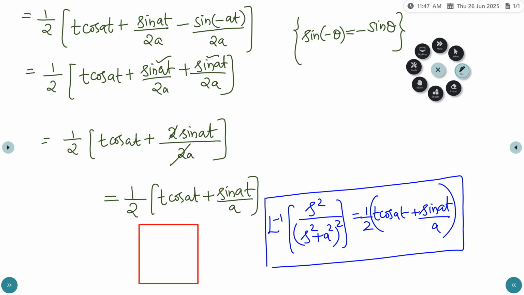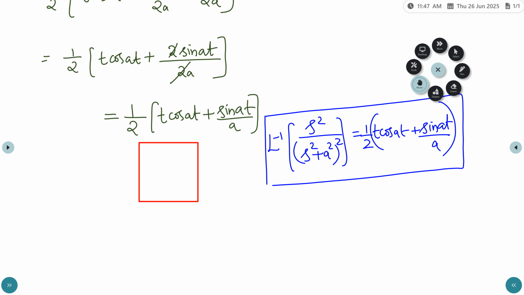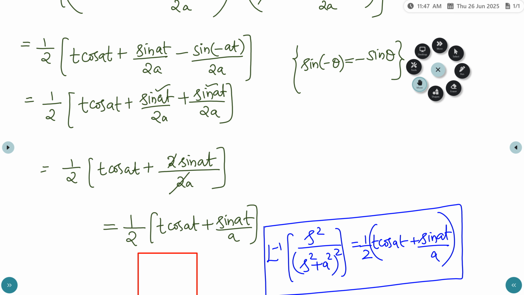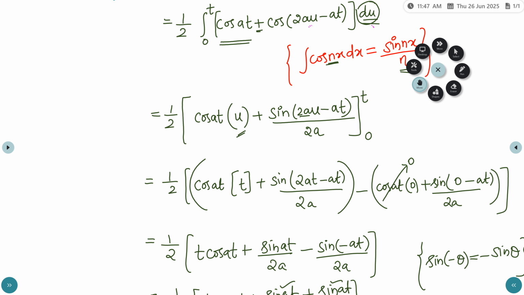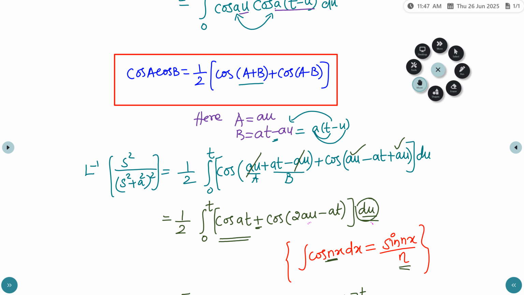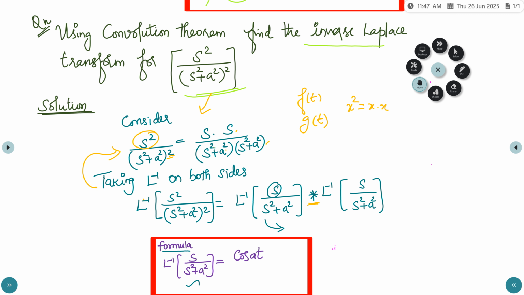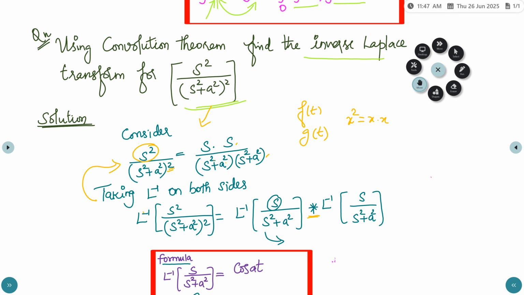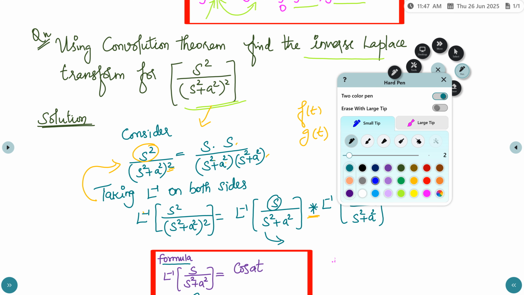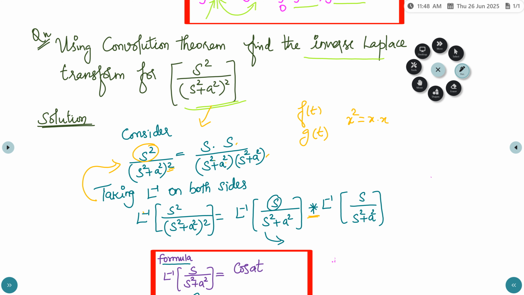So once again I summarize this problem. What is our given question? We have to find the inverse Laplace transform of s square divided by s square plus a square the whole square. The given function is a product of two functions, so it is split up into two functions. Numerator s square is s into s, and the denominator, the whole square, is separated into s square plus a square into s square plus a square.